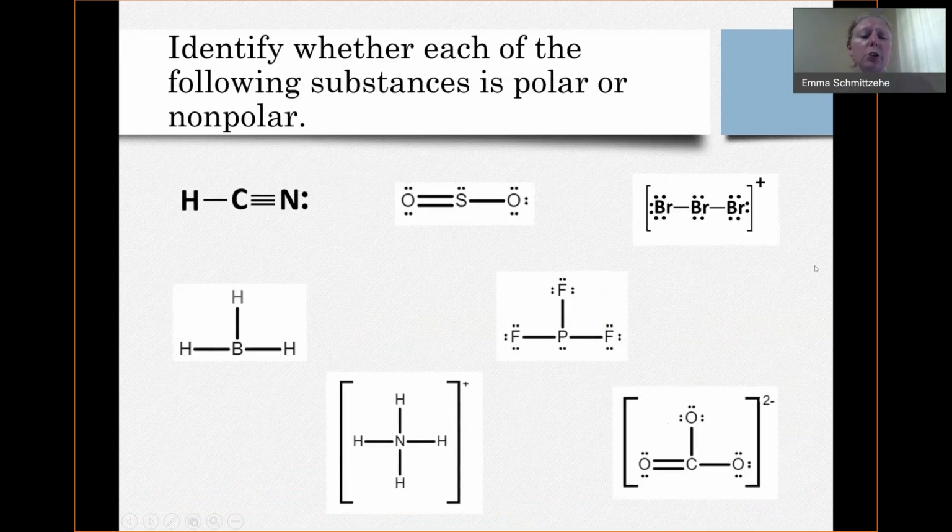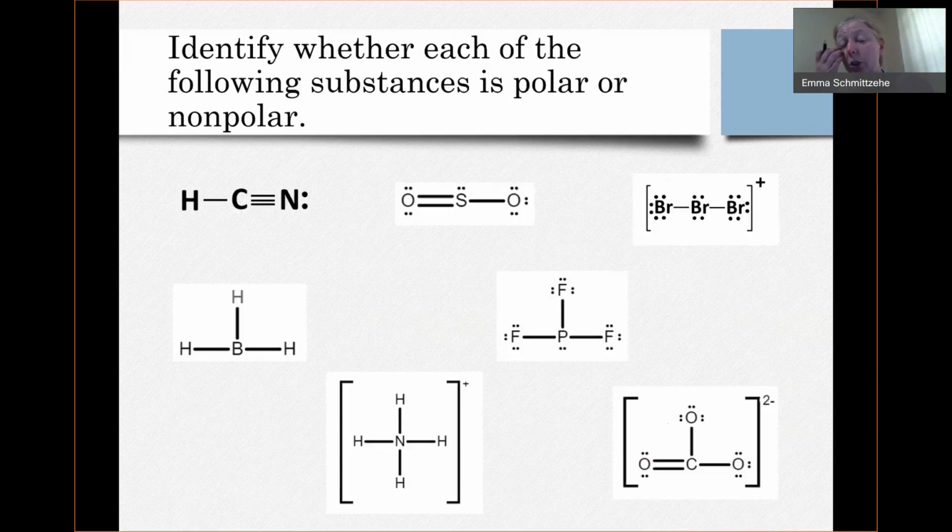Now, these Lewis structures are the same ones that in the VSEPR video, I went through and did the shapes, the parent structures and shapes and bond angles. And that can be helpful if you want to go through that stuff first before you figure out polarity.